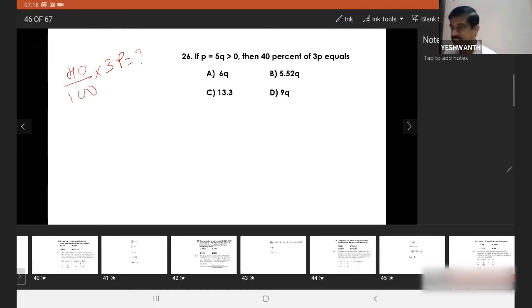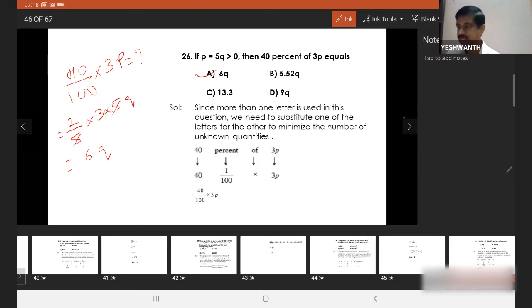Okay. So what are the options he gave? 6Q, 5.25Q and so on. But what is P? 5Q. So this is 2 by 5 into 3 into 5Q. So that is equal to, 5 gets cancelled, 6Q. So you have option A. Quick.